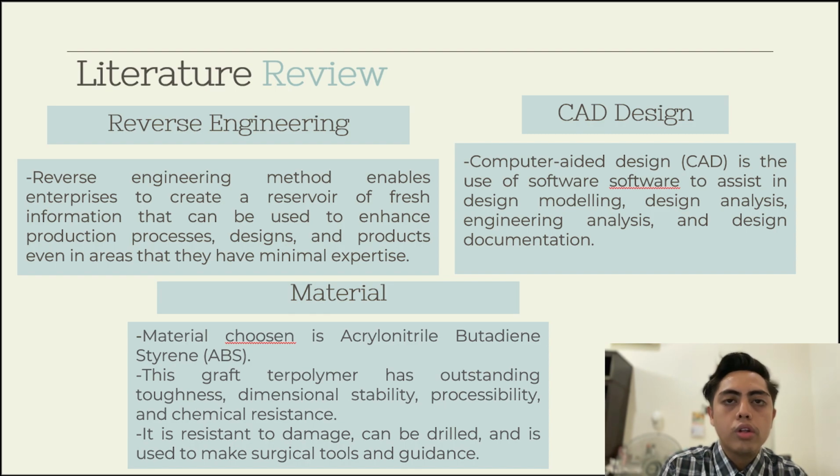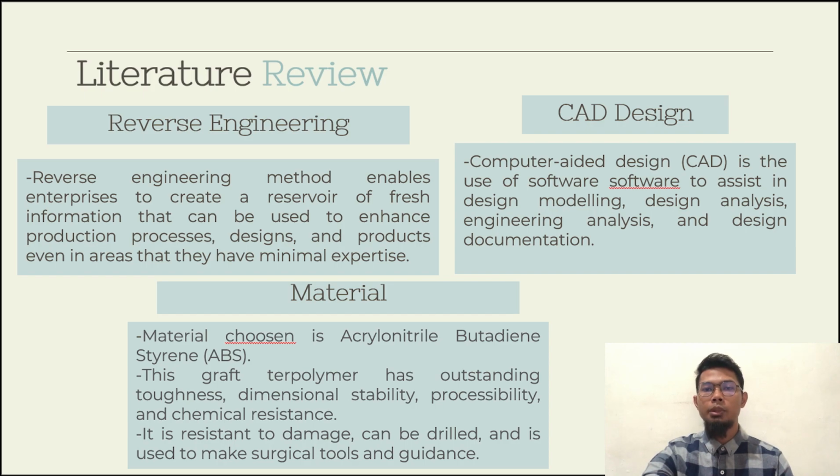Lastly, I will talk about the material. For the study, our chosen material is acrylonitrile butadiene styrene, ABS. This polymer has outstanding toughness, dimensional stability, processability, and chemical resistance. It is also resistant to damage. It can also be drilled, and it is used to make surgical tools and guides.